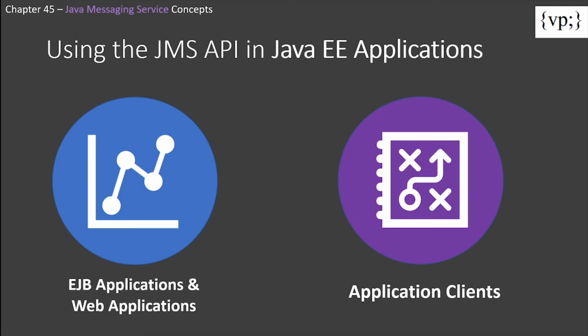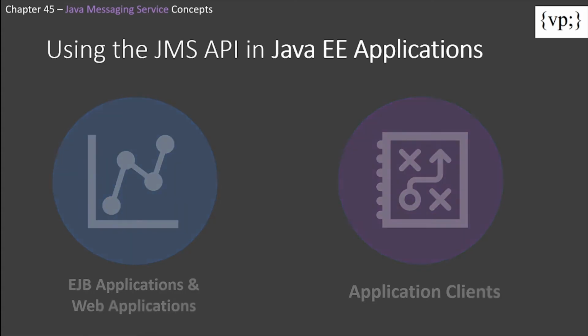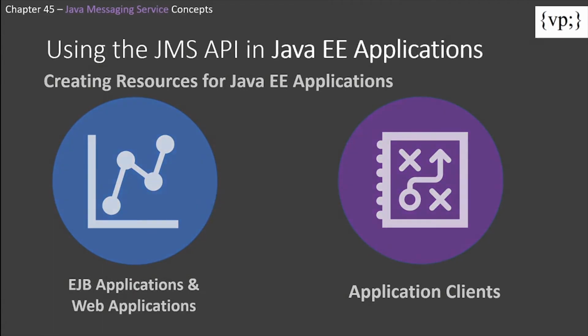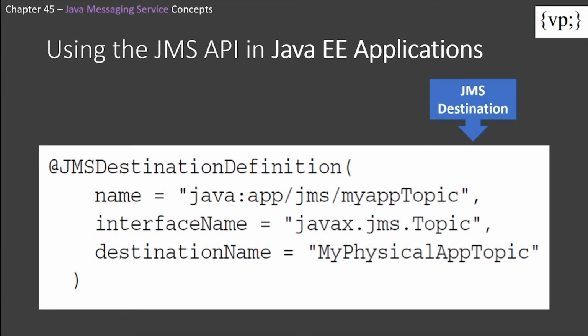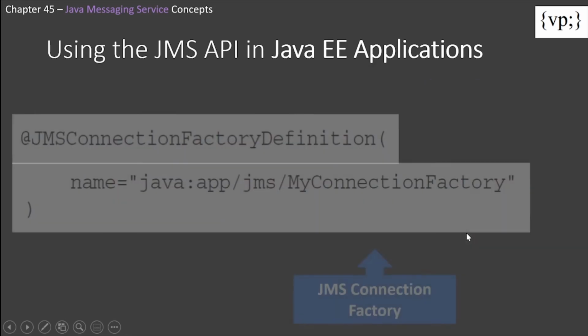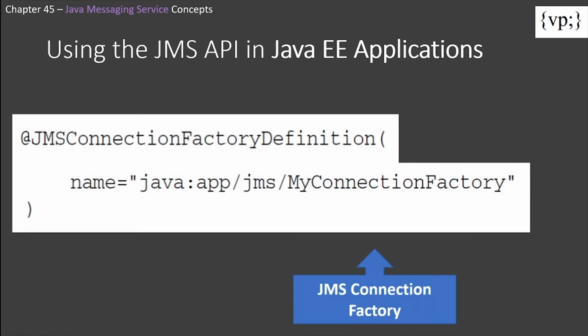This rule does not apply to application clients, and the application client container supports the creation of multiple sessions for each connection. So what we can do is use annotations or the deployment descriptor. You can create connection factories and destinations that are visible only to the application you create them for. This is how you would create a JMS destination, and this is how you would create a connection factory. You use the JMS connection factory definition annotation.